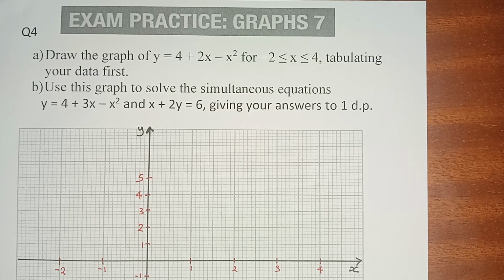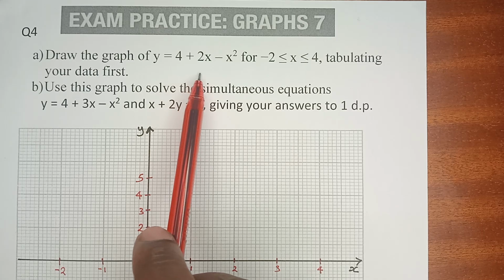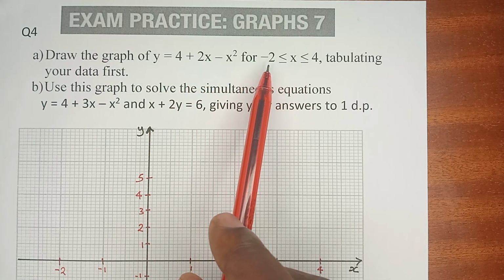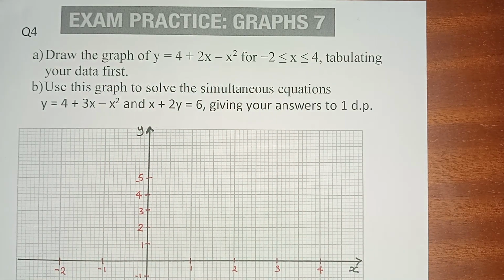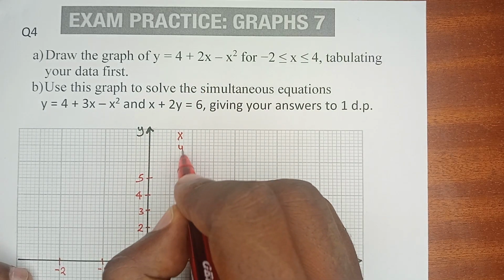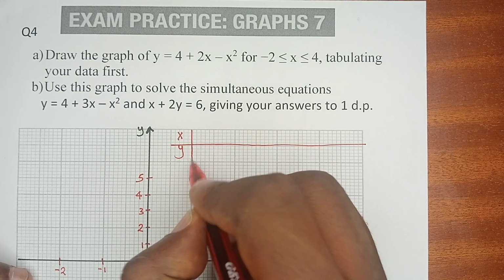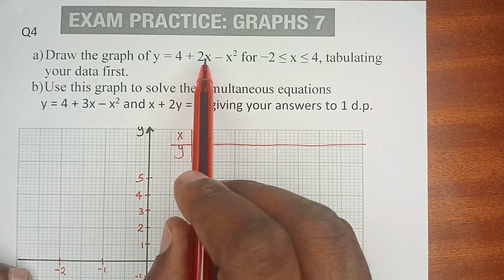In this question, we are supposed to draw the graph of y equals 4 plus 2x minus x squared for the range of x between minus 2 all the way to 4, tabulating our data first. Tabulating our data first means we come up with a table of values, with x and y. The least value of x is minus 2, and when x is minus 2, we substitute it over here.